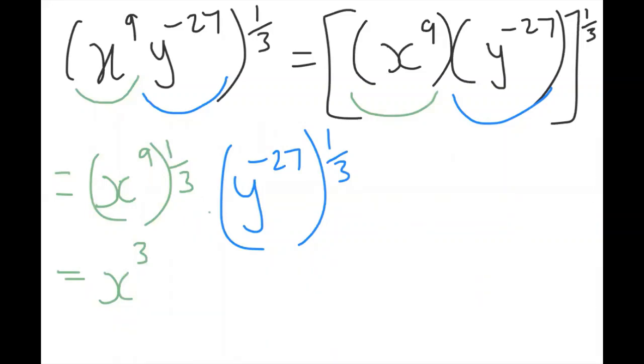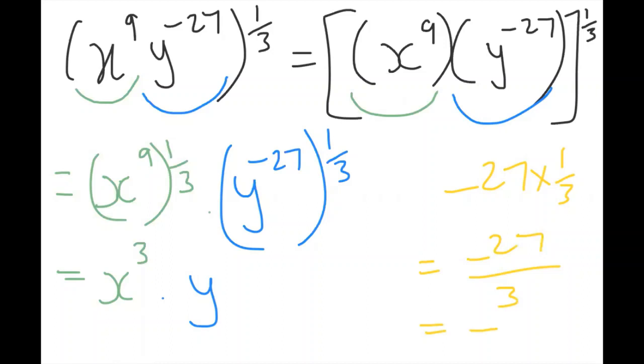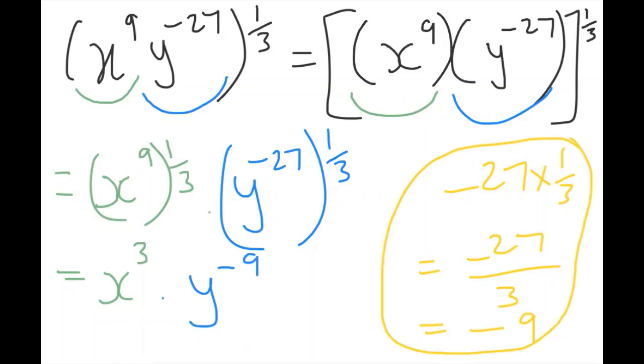And the blue, I'm just going to write it separately here: -27 times a third gives us -27 over 3, which equals -9. So the y is just going to be y^-9. As you can see, I usually write this on a separate side just to work it out, to ensure that I have it right, and to keep this part over here nice and neat.